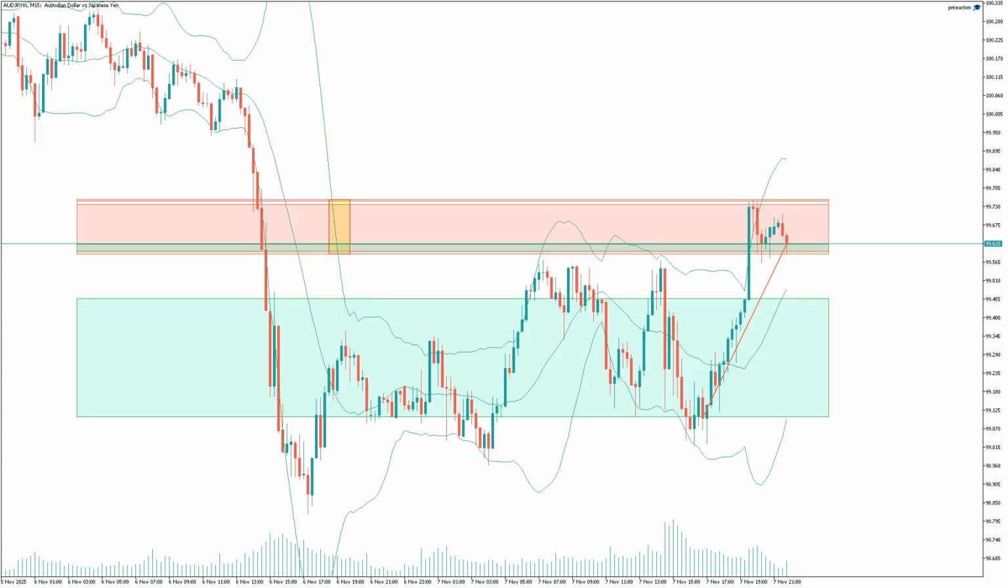Alright, let's jump straight into the charts and see what the Australian dollar to Japanese yen has in store for us today. The resistance zone is identified around the price range of 99.589 to 99.751. This area shows significant price action, including multiple touchbacks and a period of consolidation where price struggled to break through to the upside.